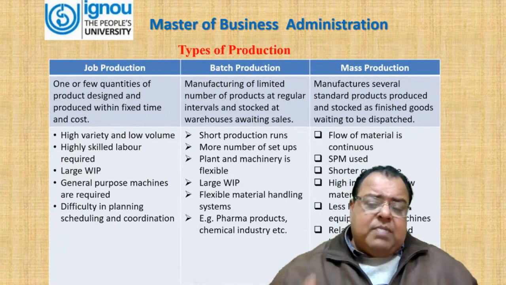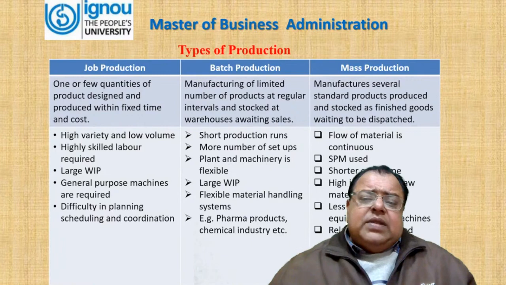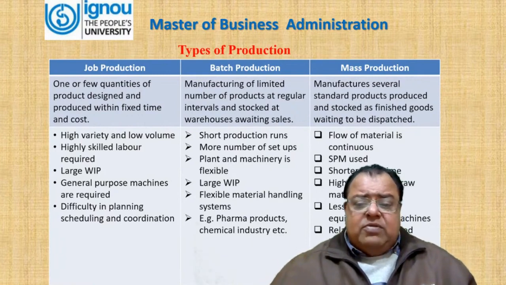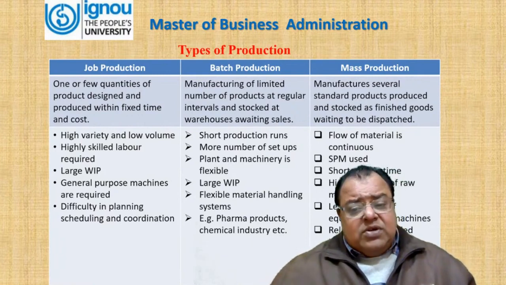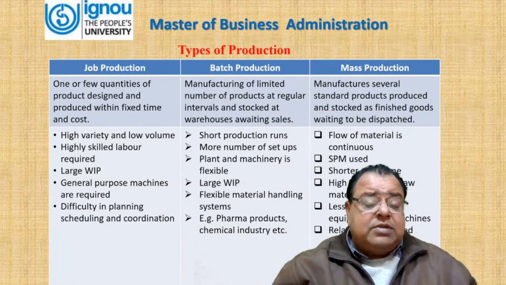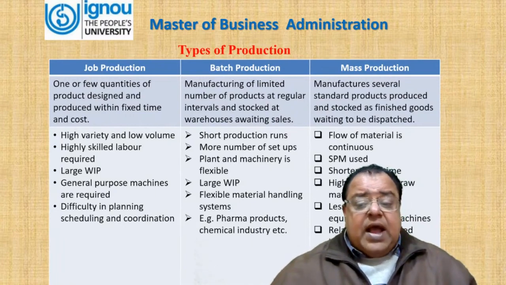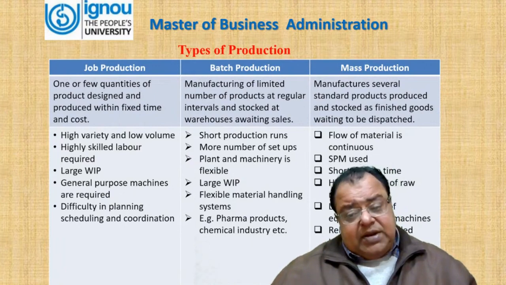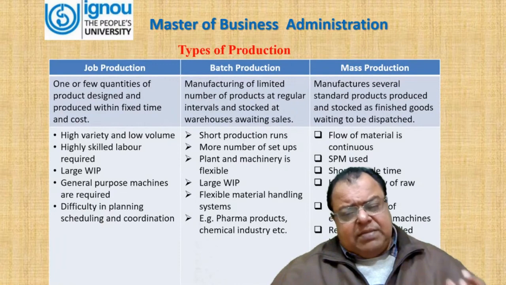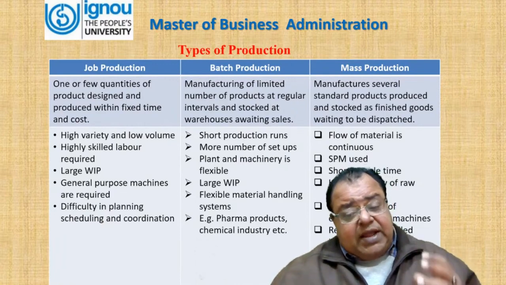Now, if we talk about mass production, manufacturers produce several standard products, stocked as finished goods waiting to be dispatched. Here, the flow of material is continuous. SPM, that means special purpose machines, are used. Short cycle time is there. High inventory of raw material is there. There is less flexibility of equipment and machines, and relatively lower skilled labor is required.